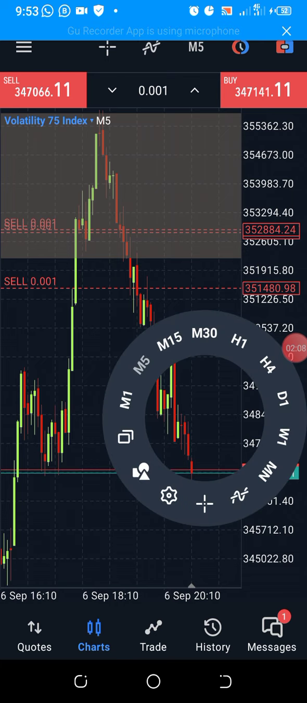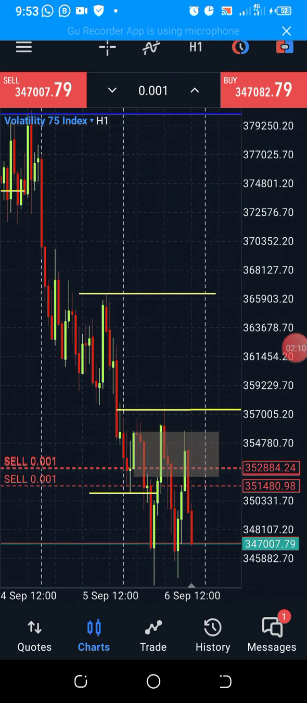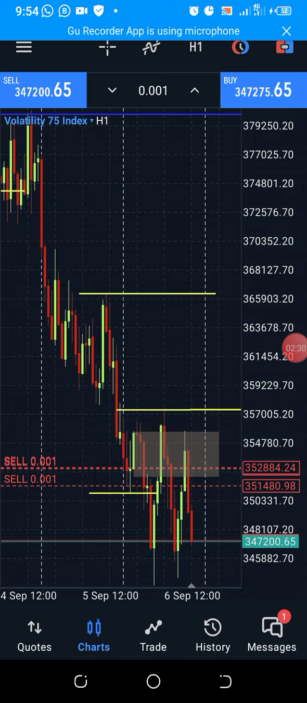So I'll begin like this. I'll begin from here. Of course, I do my analysis from the higher time frames. I do my analysis from the weekly time frame. Then when I'm done with the weekly, I go down to the daily time frame. Basically, on the weekly time frame, I'm looking out for my key areas, my key zones.